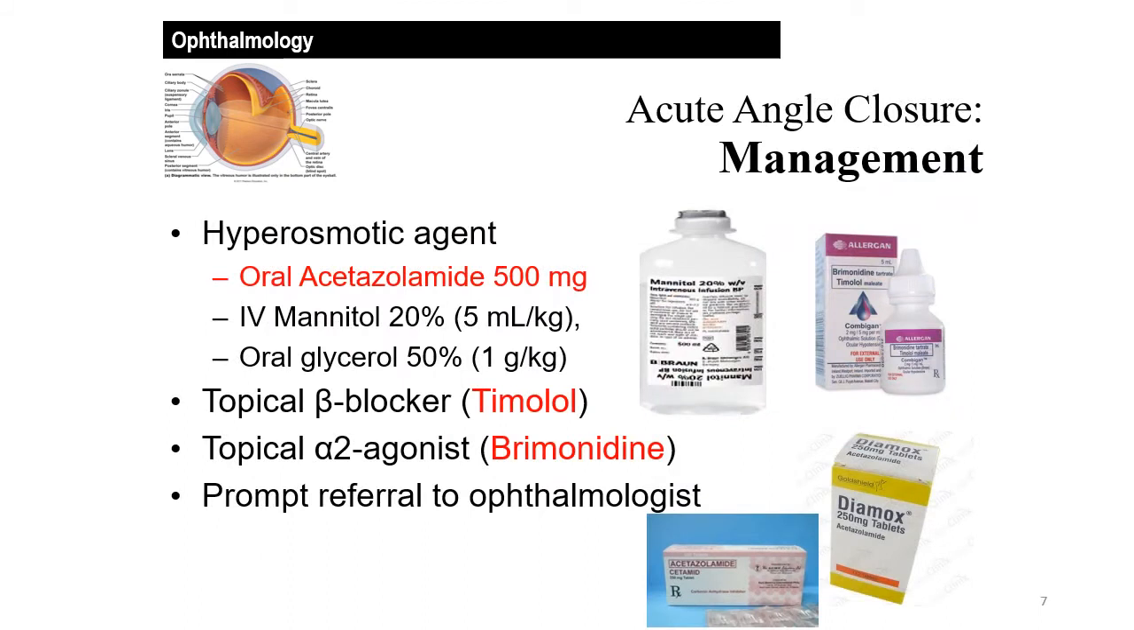The primary management of angle closure is aimed at reducing intraocular pressure. The following drugs may be given to quickly suppress the production of aqueous humor. Of course, the definitive management of angle closure is through laser or incisional surgery in order to relieve the pupillary block.